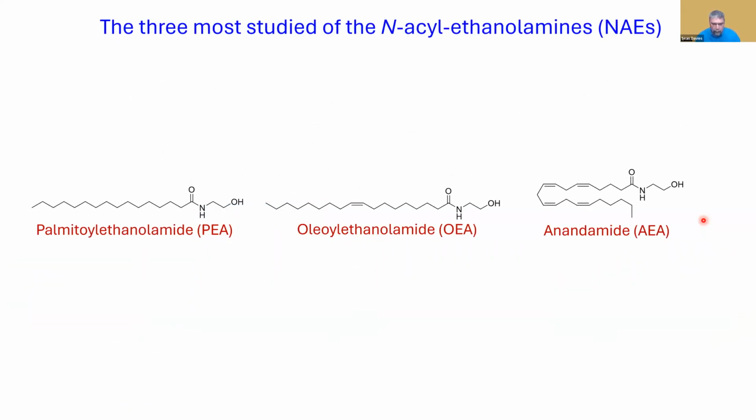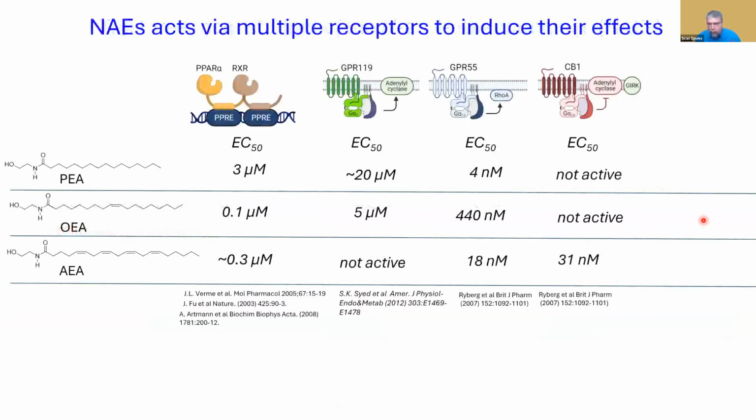So there are many different N-acyl-ethanolamines, but I'm going to focus on the three that have been most studied. These are palmitoylethanolamide, PEA, oleoylethanolamide, OEA, and arachidonoylethanolamide, which I'll refer to as anandamide. So these different NAEs act on various receptors, and this can account for much of their bioactivity, but they have different affinities for these receptors.